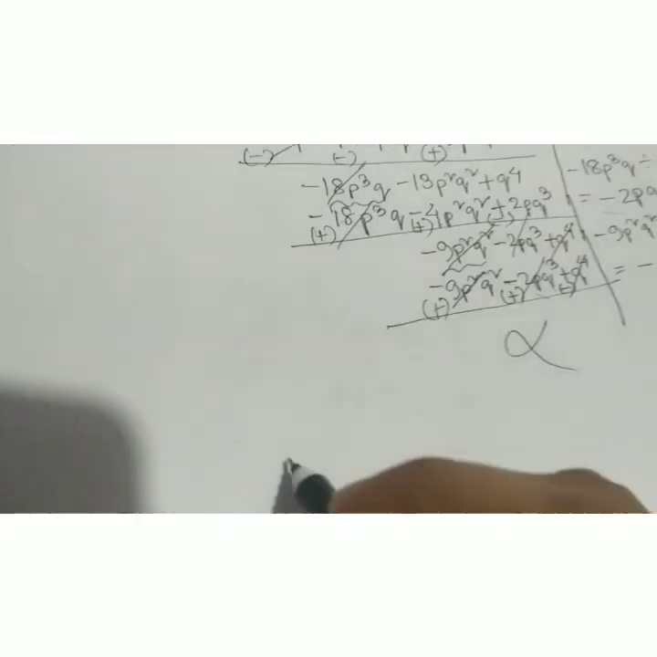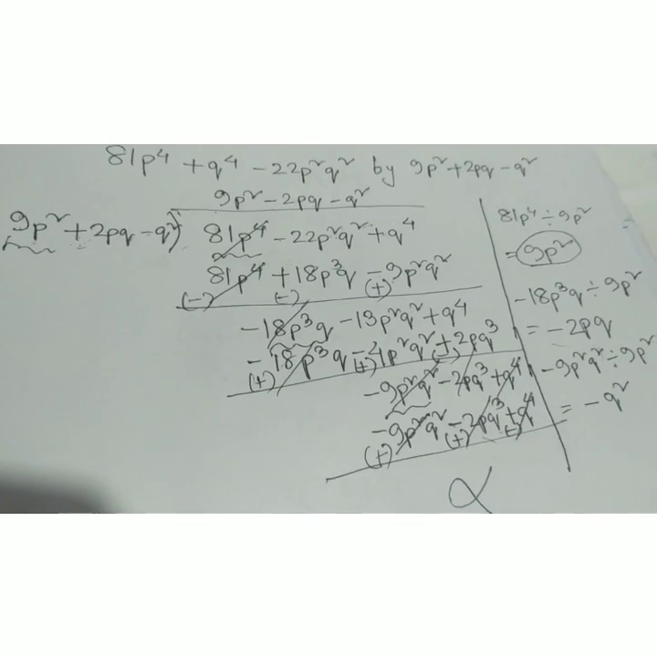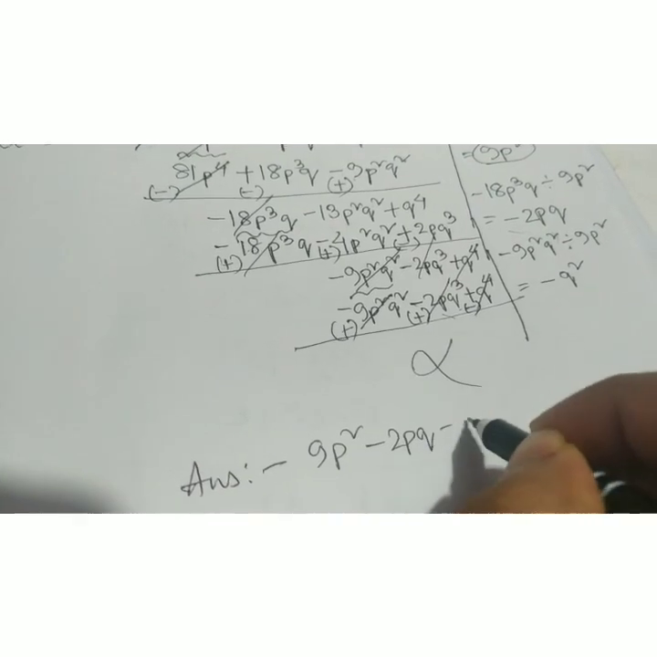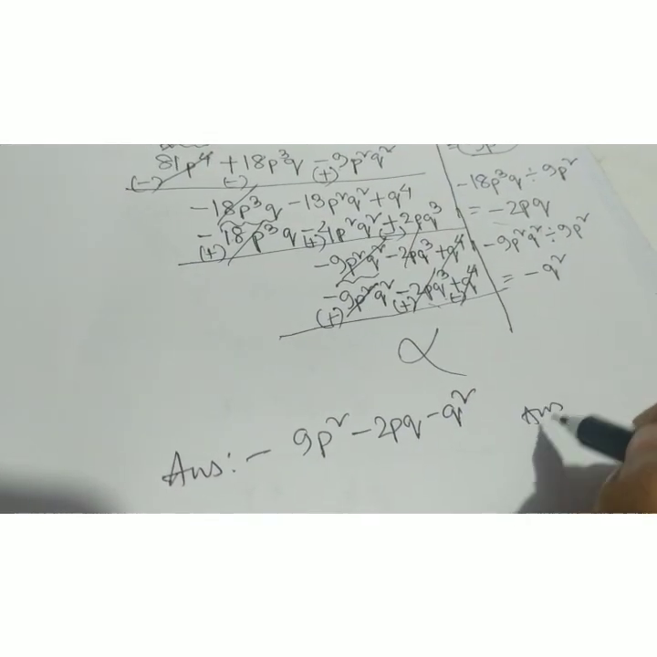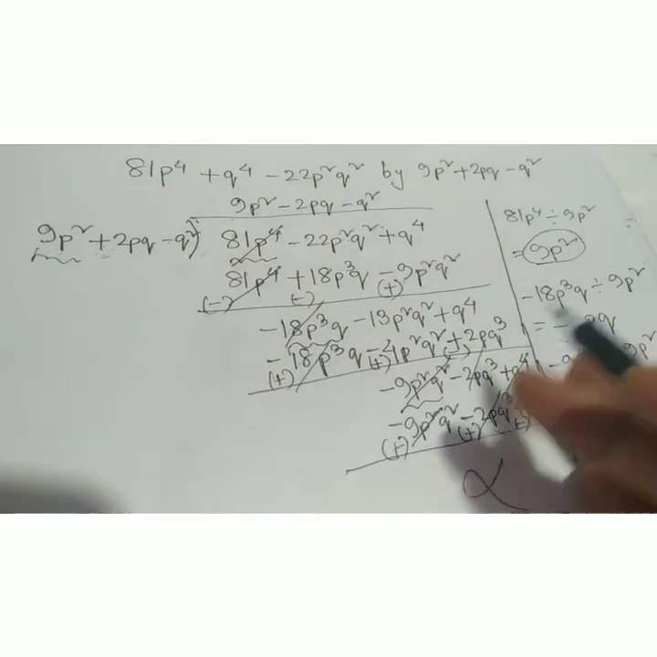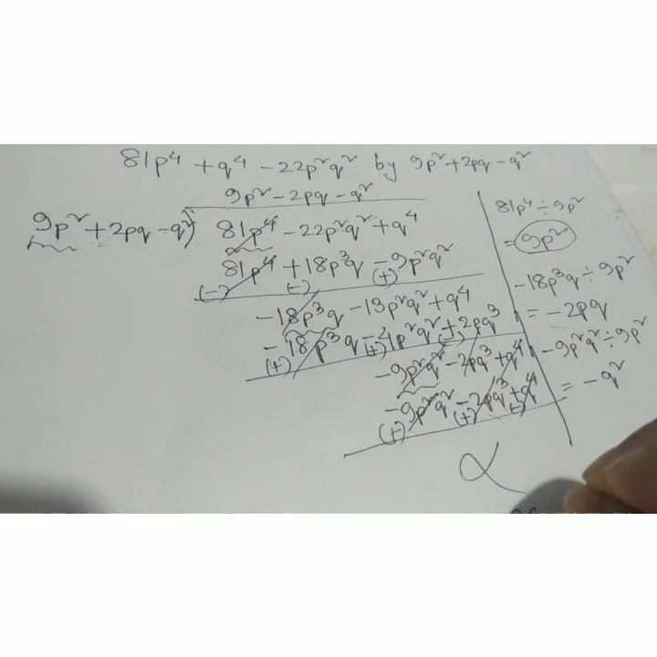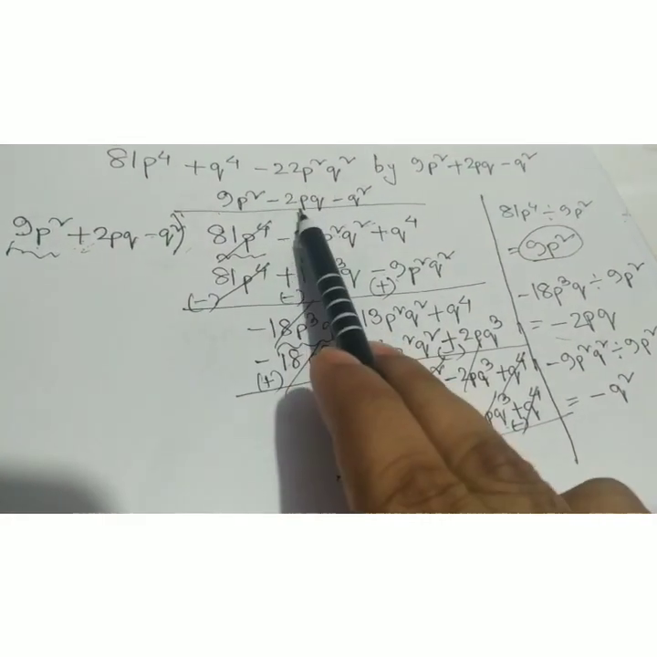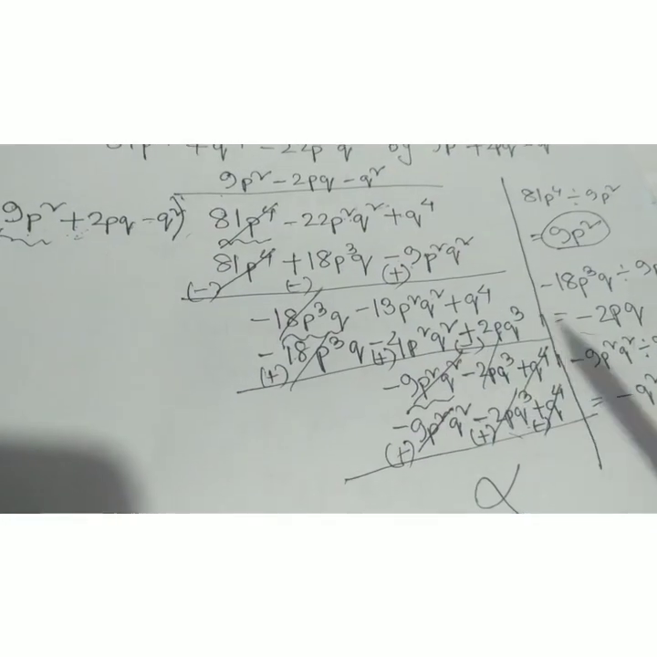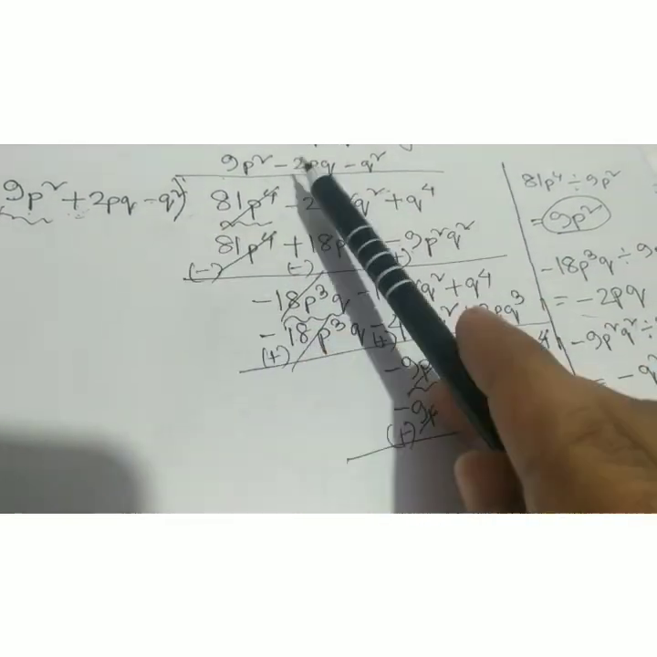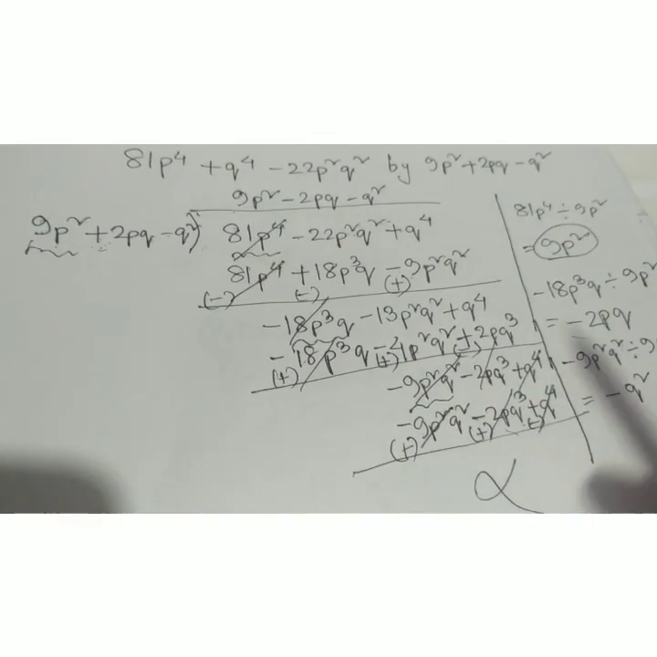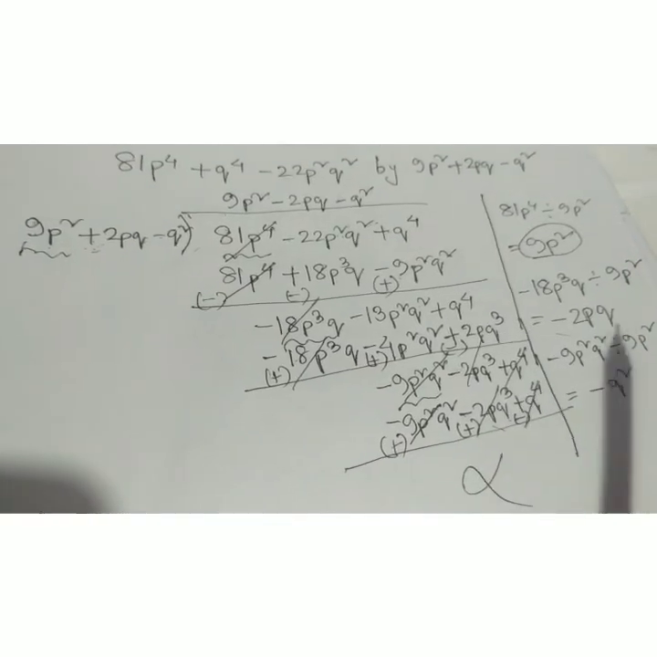So what is my answer? Answer is 9p² minus 2pq minus q². This is my required answer. So I hope division is clear. Okay, practice. First we need to clear your basics. Like I'm multiplying 2pq into minus 2pq. Make sure you are multiplying properly. p into p is p², q into q is q², 2 into 2 is 4, plus into minus is minus. So a lot of things to be considered. Once you practice one after another, you will be more fluent.